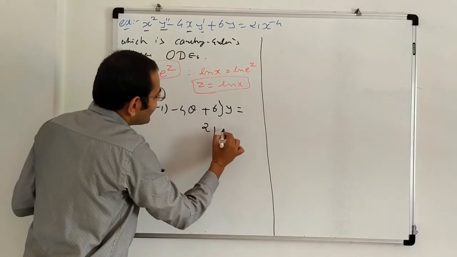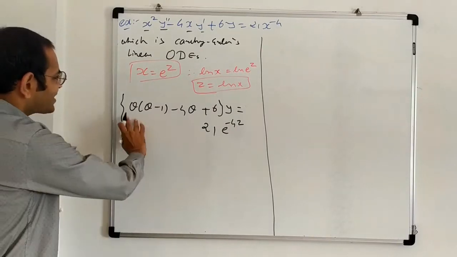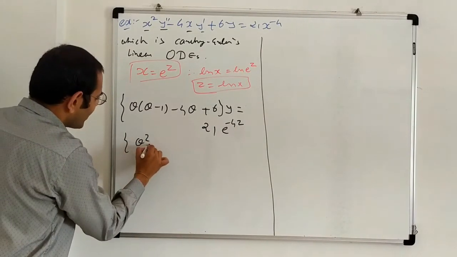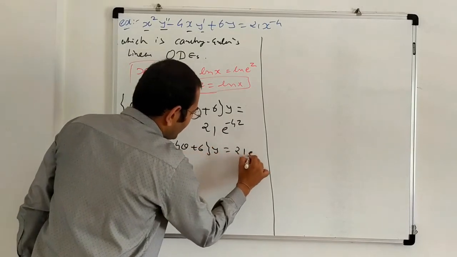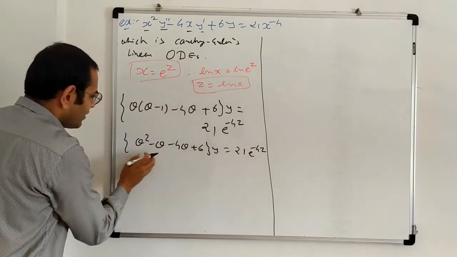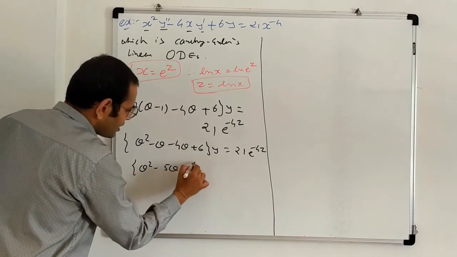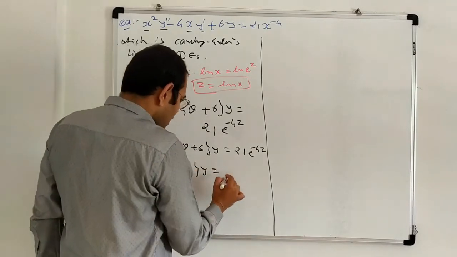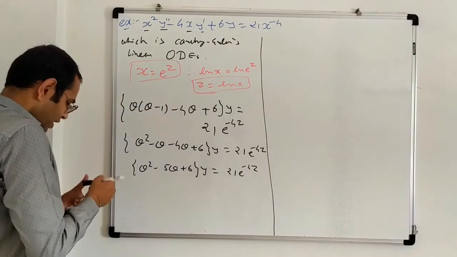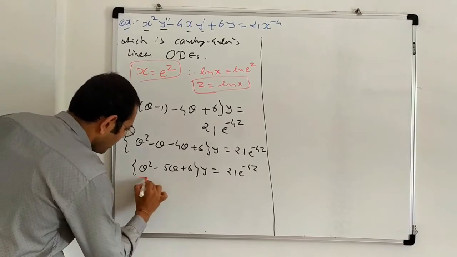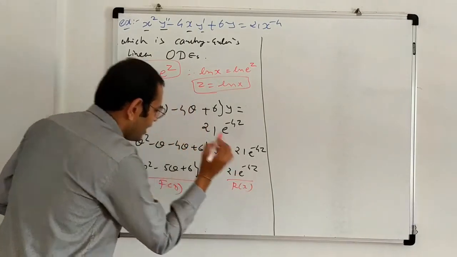Then we can write e raised to minus 4z. Now expand this bracket, then theta square minus theta minus 4 theta plus 6 of y equal to 21 e raised to minus 4z. Then we get theta square minus 5 theta plus 6 of y equal to 21 e raised to minus 4z. That is our f of D, and this portion is our r of x.